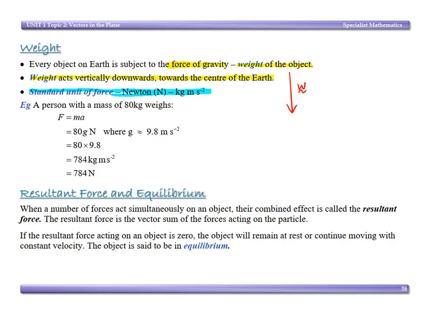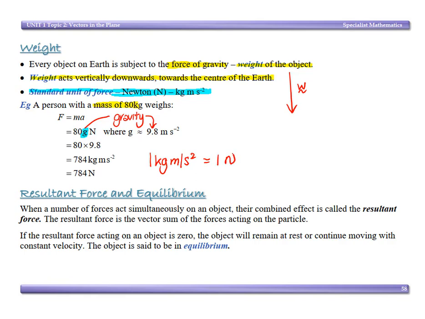A person with mass 80 kilograms weighs. Force is mass times acceleration, so that's going to be the mass of 80 times gravity. So note this g here is gravity. Now, we normally take gravity as 9.8 meters per second squared. That's on your formula sheet. So I've got 80 times 9.8, which is 784 kilograms meters per second squared. And because 1 kilogram meter per second squared is 1 newton, we can express that as 784 newtons. So note 1 kilogram meter per second squared is equal to 1 newton.